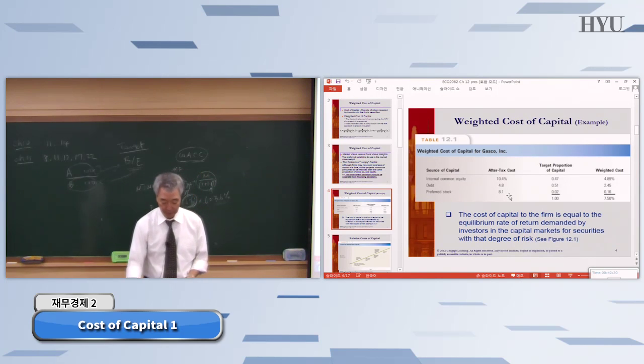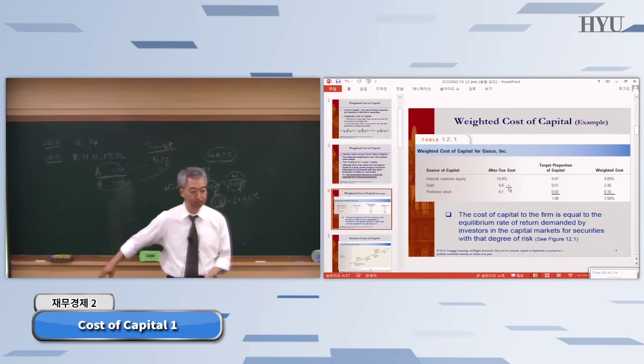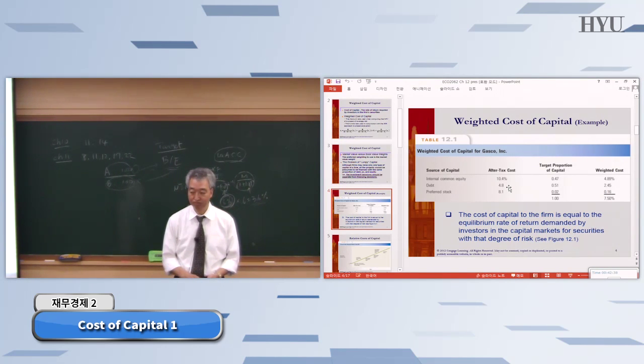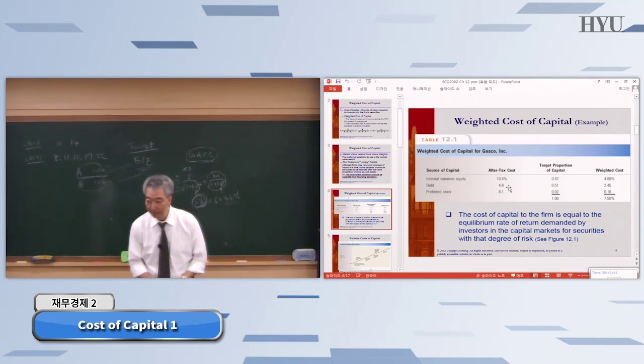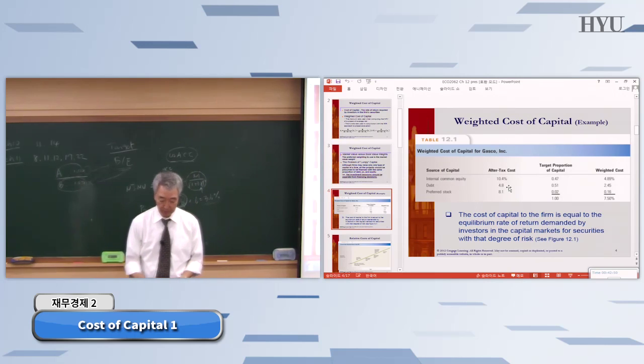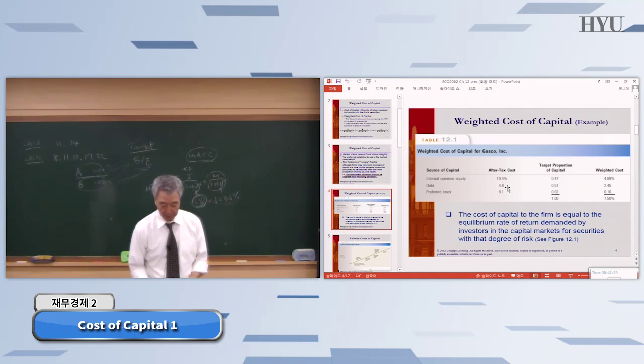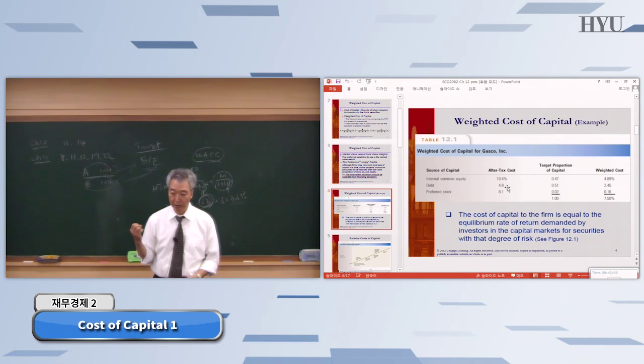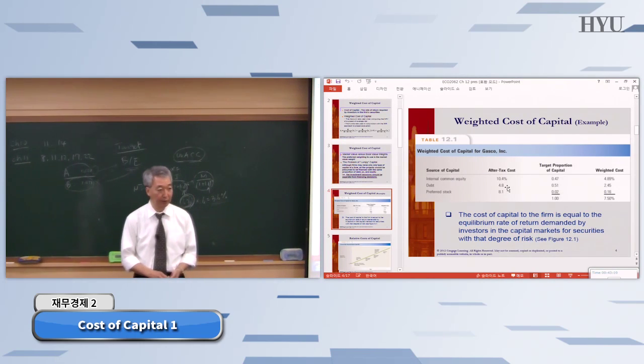Let's say debt, for example, here. 4.8%. Bank. Yeah, if they borrowed money from a bank, yes. But typically, the way the company raises capital using debt is by selling bonds. So apparently, when they sold their bonds, they offered a 4.8% annual rate, right?